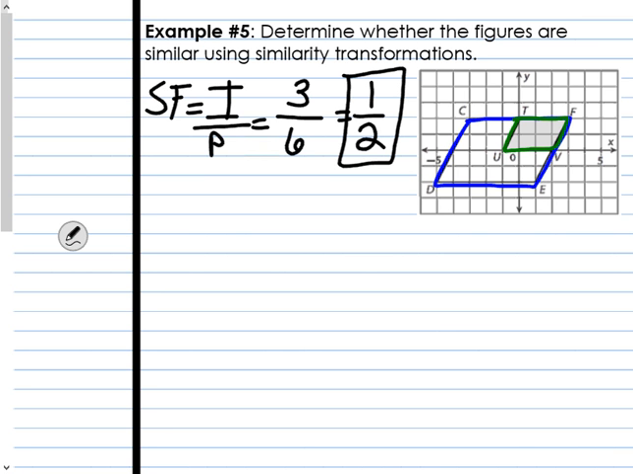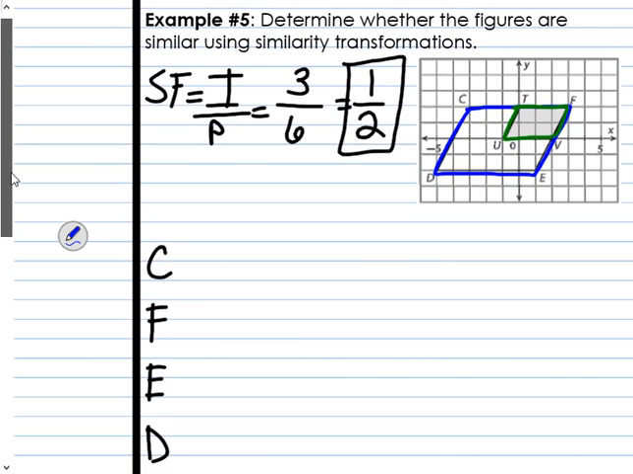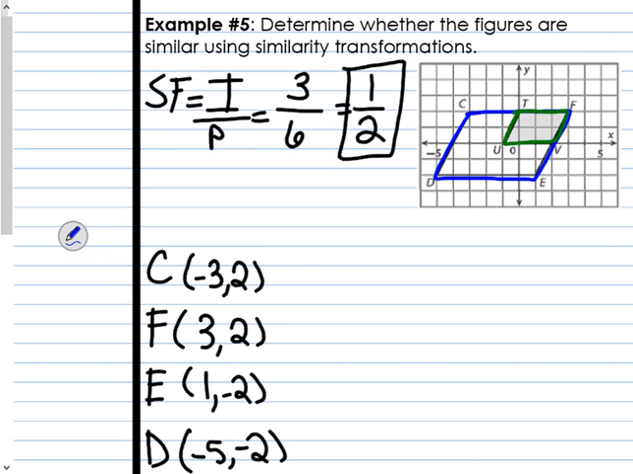So now I want you to write down C, F, E, and D. Oh, going the wrong way. C, F, E, D. I want you to write the coordinates of those points. Go ahead and pause the video and write down the coordinates of C, F, E, and D. You should have written down that C is at -3, 2, F is at 3, 2, E is at 1, -2, and D is at -5, -2.